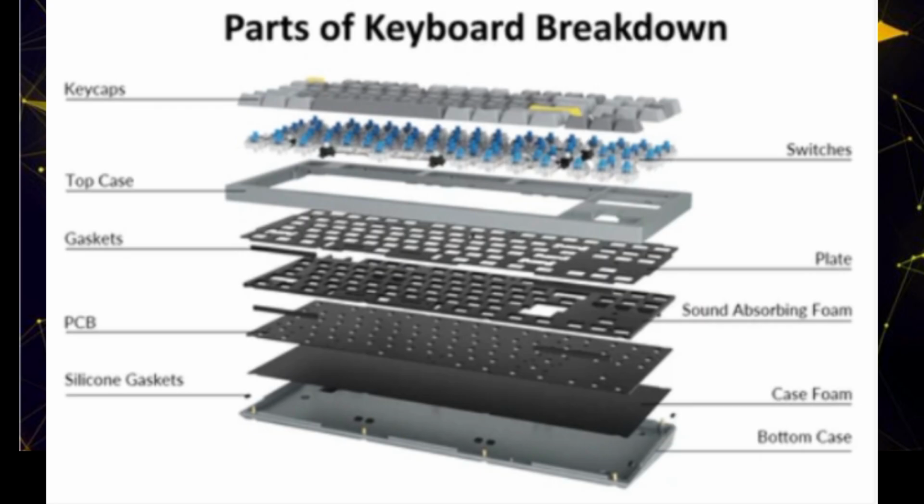Gasket protects internal components from dust and liquids. Plate aligns and stabilizes switches. The printed circuit board or PCB converts keystrokes into electrical signals and sends them to a computer. Some have diodes for RGB backlighting.